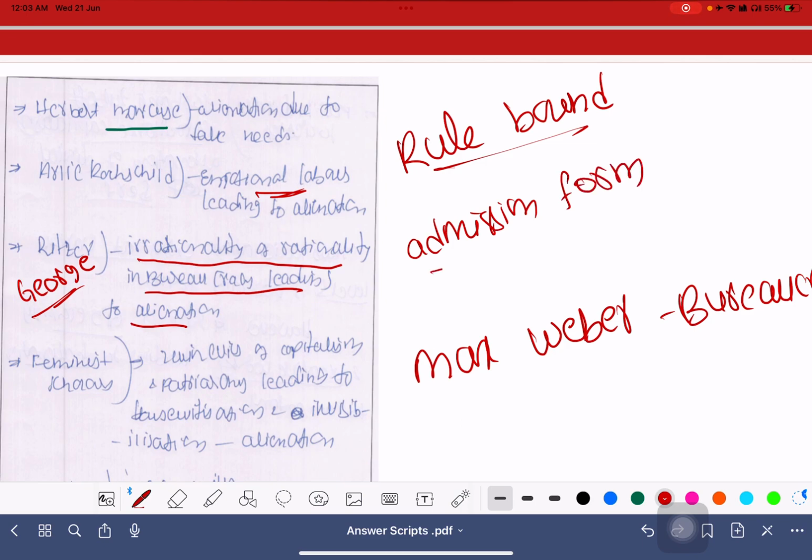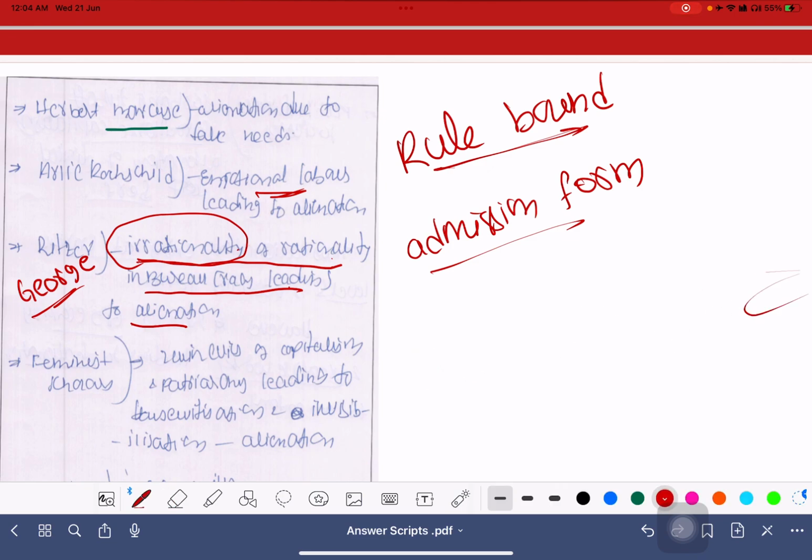Filling the admission form before getting any treatment is a rule, but an exception should be given for emergency cases. In emergency cases, if you give importance to finishing all the admission formalities, the patient may lose his life. That is the irrationality of rationality. In the case of emergency also, when you emphasize following the rule-bound order, that is irrationality of rationality. Irrationality of rationality in bureaucracy leads to alienation.